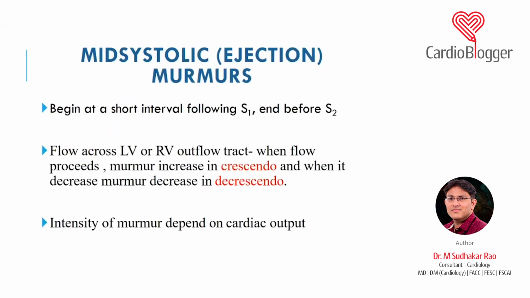Now let's come to the next thing, which is the mid-systolic or the ejection murmur. The important point is it does not start immediately after the first heart sound. There is a short time interval after which the gradient develops, and that time you get the murmur, and it ends well before the second heart sound. It is either the flow through a RVOT or the flow through a LVOT, and these murmurs are crescendo, decrescendo. It depends on the cardiac output. The later the peaking, the more severe is the murmur, like aortic stenosis, HCM, and pulmonary stenosis.